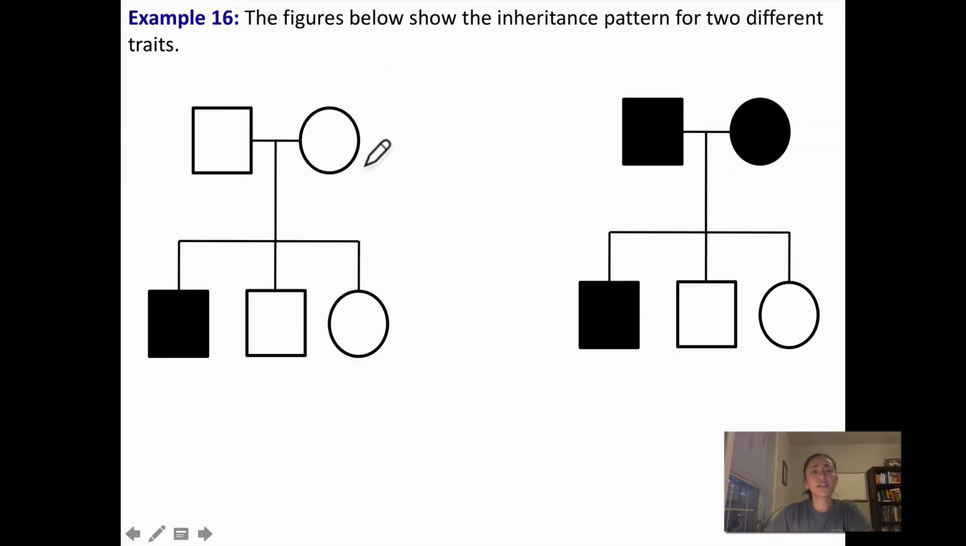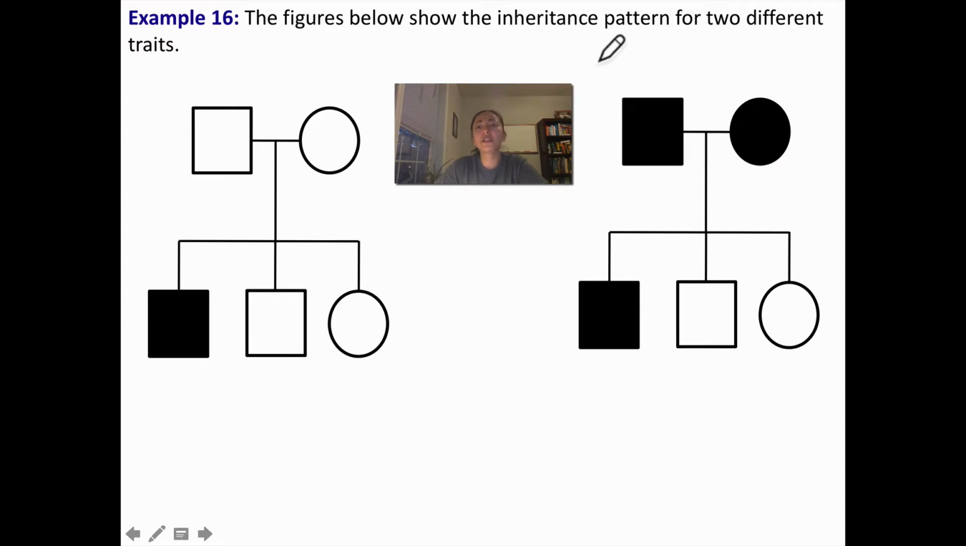This is example 16 on your handout. It says the figure below shows the inheritance pattern for two different traits. And these traits could be anything. Let's just pick some traits here. Let's say this is dimples.